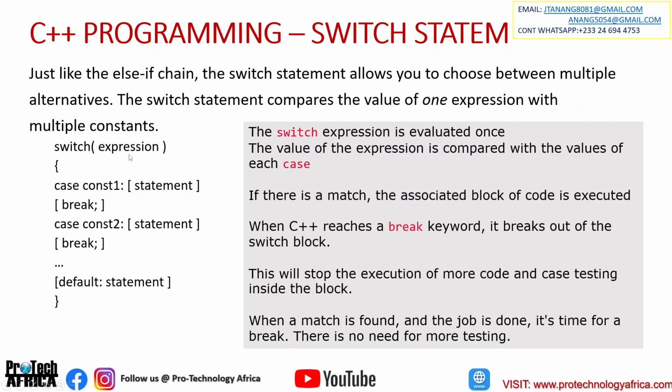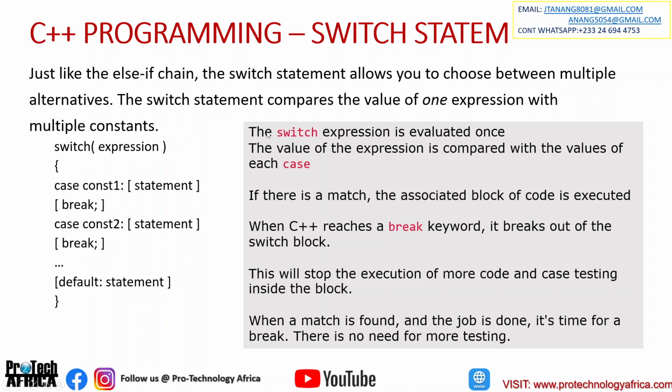We have the switch, we have the expression, and then we have case one. The statement will be executed when case one is true, and after the statement of case one is executed, a break comes in, meaning that all the code below will not be executed, provided case one, or the constant one, is true. So this is how the switch statement works. It compares a series of statements to find out which one is true. When one is considered true, all other statements will be rejected, and the one which is true will be executed.